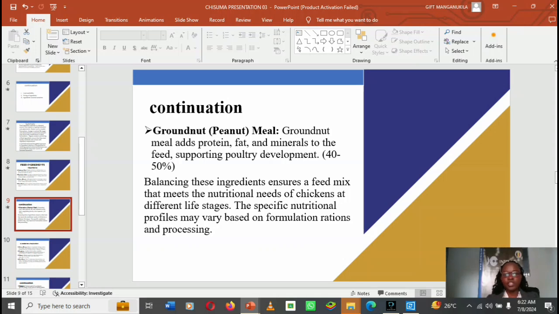Okay, so continuation, we have groundnuts. That is peanuts, groundnut meal. It also has protein, fat, and minerals. So it supports development. That is 40 to 50%. Balancing these ingredients ensures a feed mix that meets the nutritional needs of chickens at different life stages. So we need to balance these. Even as you are picking, ensure that you are balancing. The specific nutritional profiles may vary based on formulation, rations, and processing.